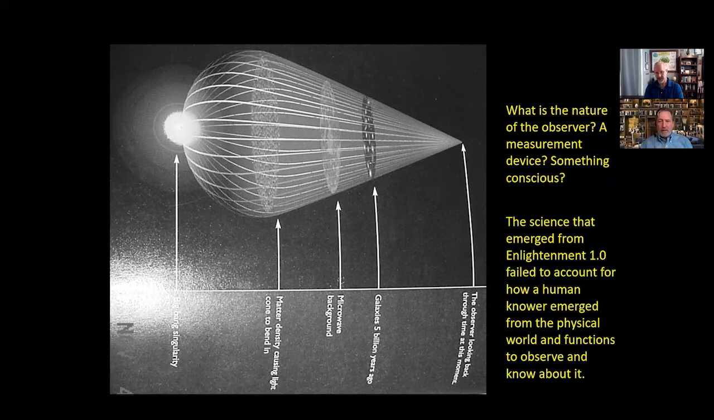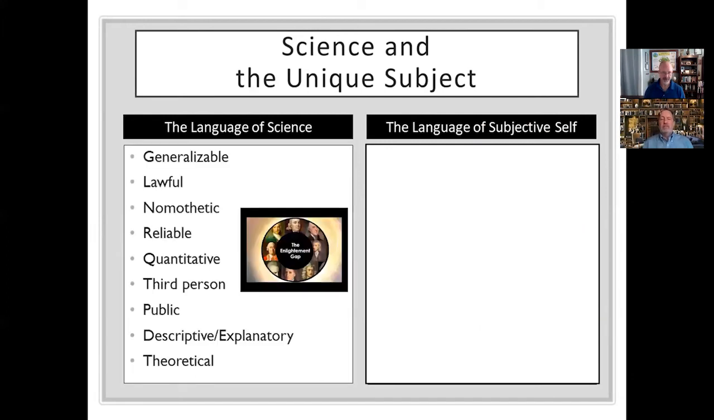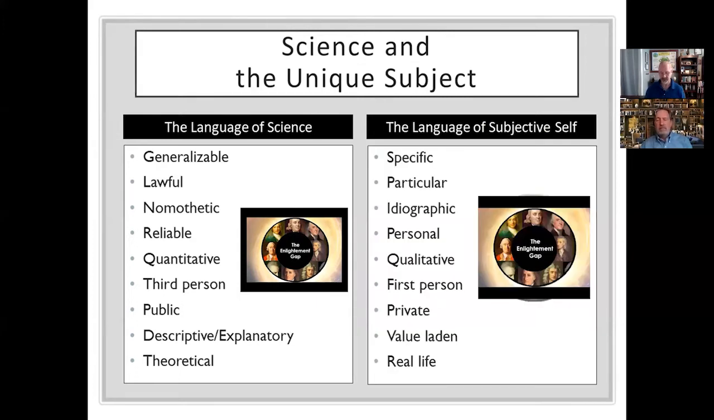So the argument is that science emerged from Enlightenment 1.0, subtle plug that we need Enlightenment 2.0, which failed to account for a human knower ultimately. And while I'll justify that, the first thing I've already sort of articulated why. Here we have the language of science: generalizable, lawful, nomenclatic, reliable. We have the language of the subjective self.